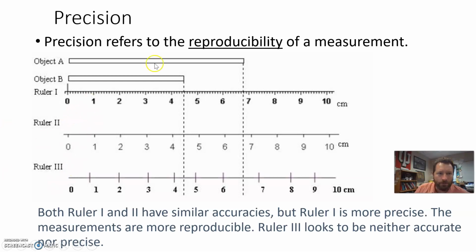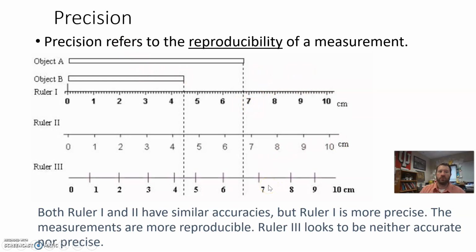So again, quick review. Precision tells us how reproducible a measurement or a tool is. In this case, ruler 1 is more precise. Every time we use it, we should be able to get about 6.8 centimeters. Ruler 2, not as precise. Some people might say this is 6.7, some people might say it's 6.8, some people might say 6.9. All of those are fine answers. They're just not reproducible, not a precision instrument.